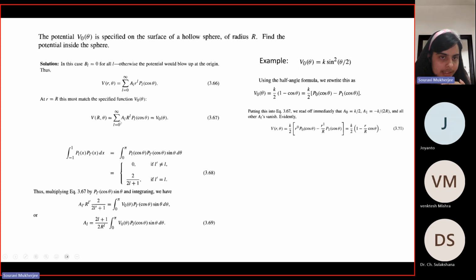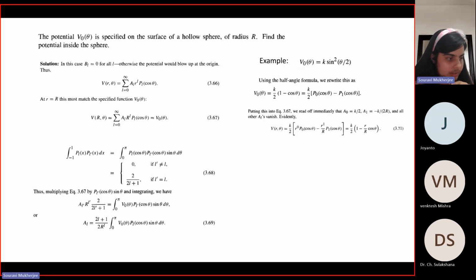How do you do that? Basically, you expand this and then compare with this form. That will give you the values of A0 and A1. And once you find A0 and A1, you can put them in the general expression which you have here, and that will give you the expression for the potential.